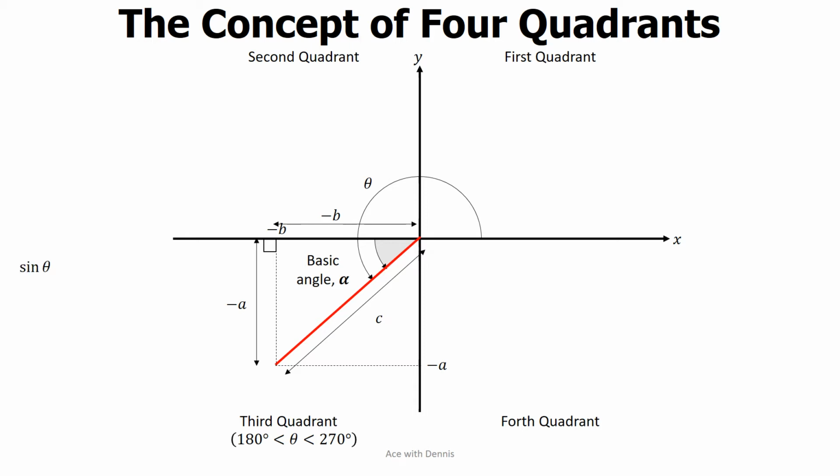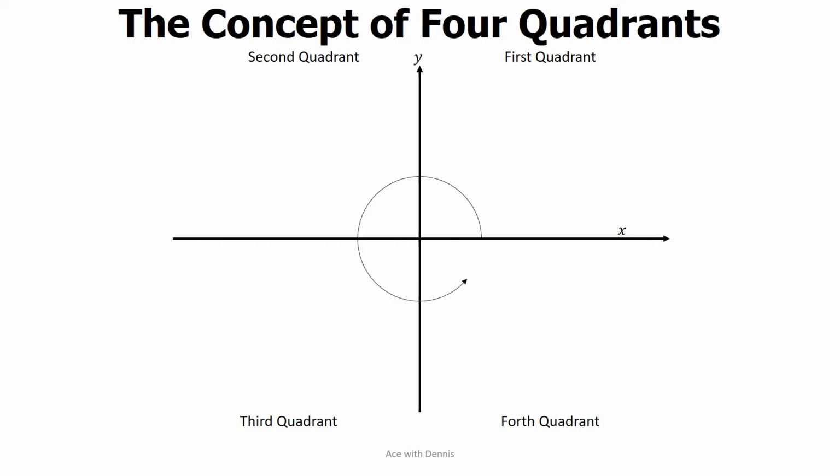Again, we apply SOH CAH TOA. Sine theta, opposite over hypotenuse, will be negative A over C. Cosine theta, adjacent over hypotenuse, in this case will be negative B over C. Tangent theta will be opposite over adjacent, so negative A over negative B, which is A over B. So from here, again, we can make a conclusion. In the third quadrant, we notice that only tangent is positive. Sine and cosine are negative.